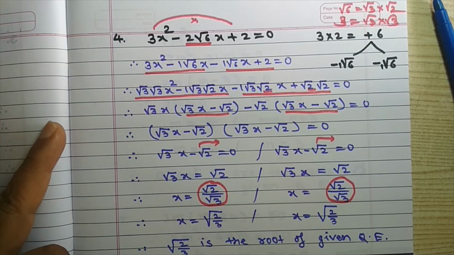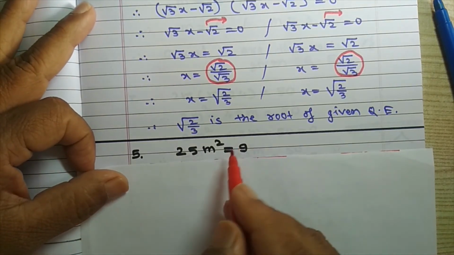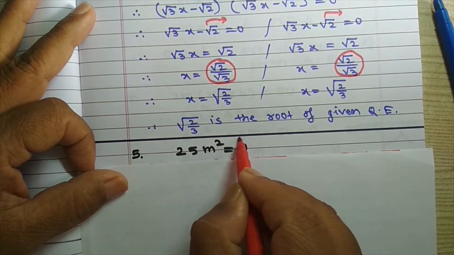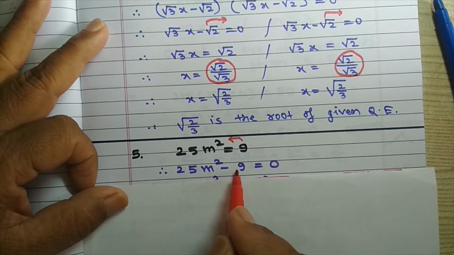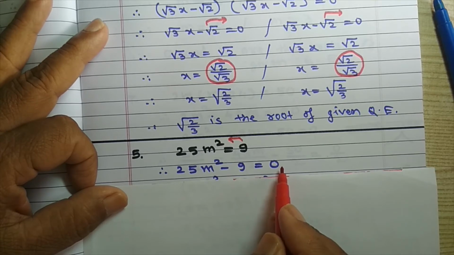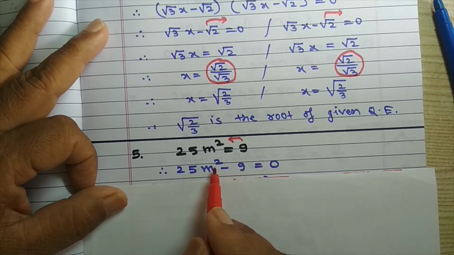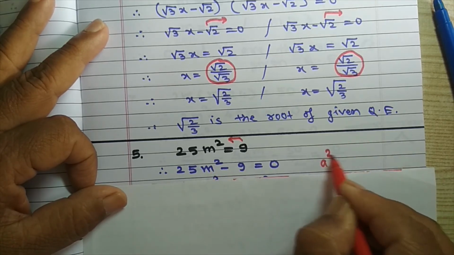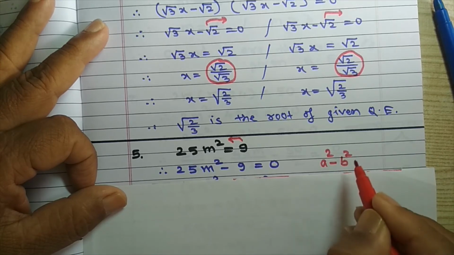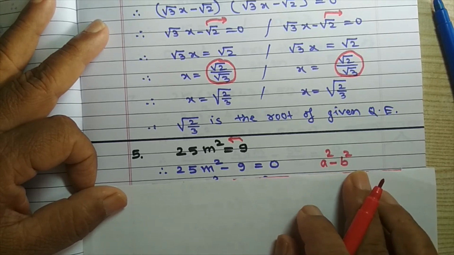Next example: 25m square is equal to 9. We have to take 9 to the left side of that equality first. Then it will be 25m square minus 9 is equal to 0. We have to write these two terms in the form a square minus b square. We have to write these two factors in terms of a square minus b square.